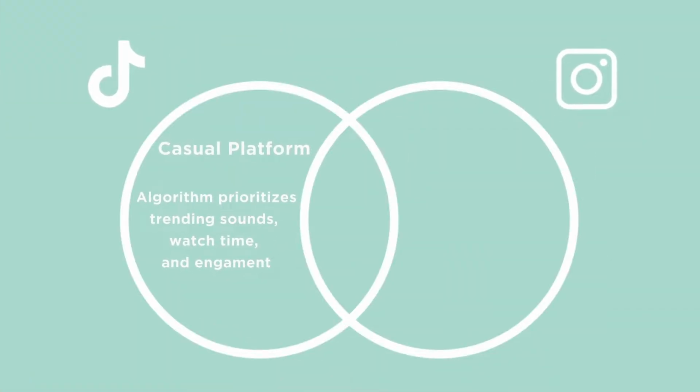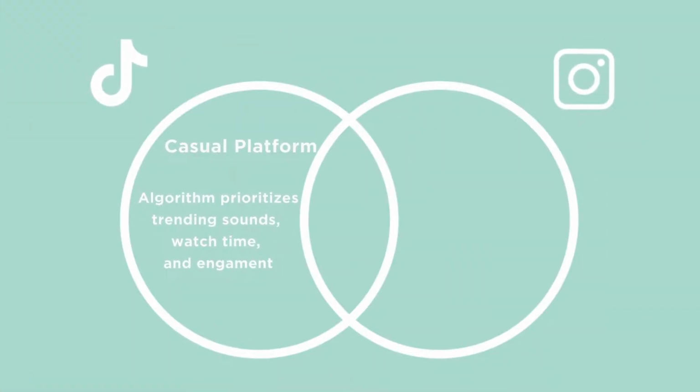And how does the algorithm work on TikTok? Well, it prioritizes how long people engage with your content and watch your content, the hashtags you use, the effects that you use and tools that you use. That's when the little link will come up on TikTok. And the most important thing is the trending sounds that you end up using.